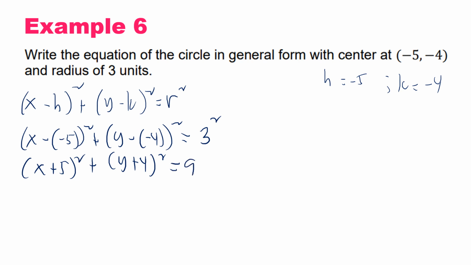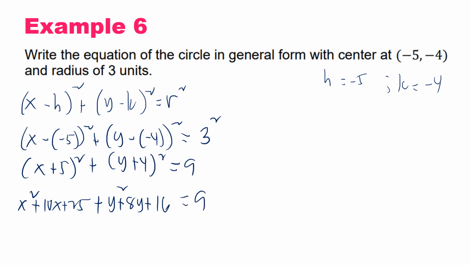And then you need to square x plus 5. Use the square of a binomial. Square the first term, so x squared. Square the last term, this is 25. And then double the product of the first and the last term, so 2 times 5 times x gives us 10x, plus 25. Then square the binomial again: square the first term, y squared, square the last term, 16, and 2 times 4 times y is 8y. Then plus 16, equals 9.